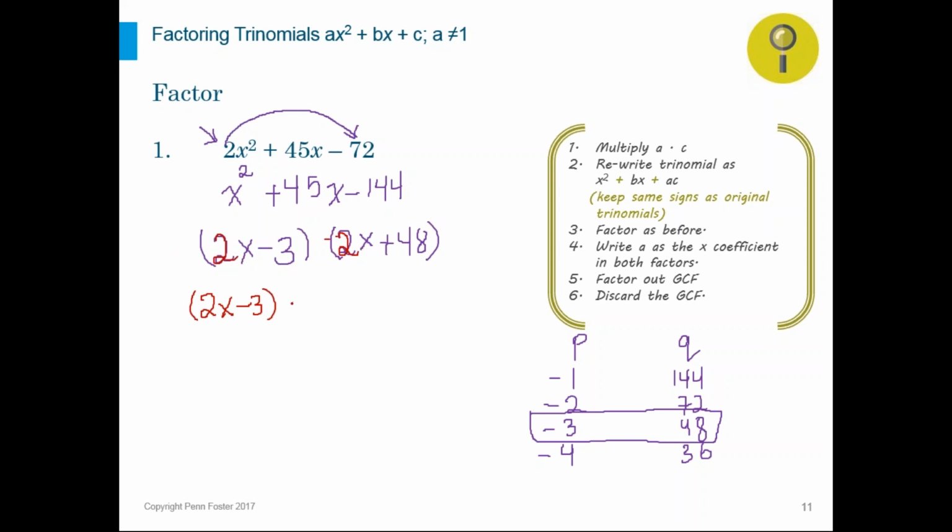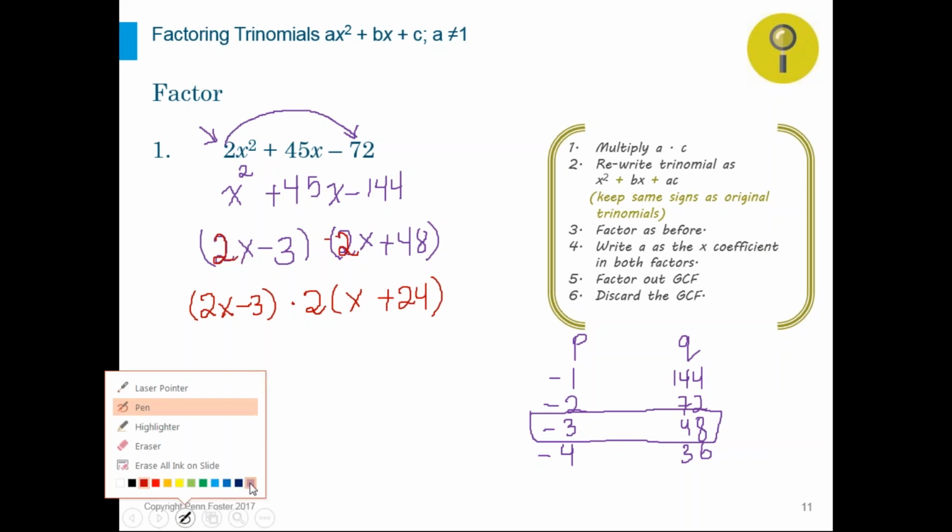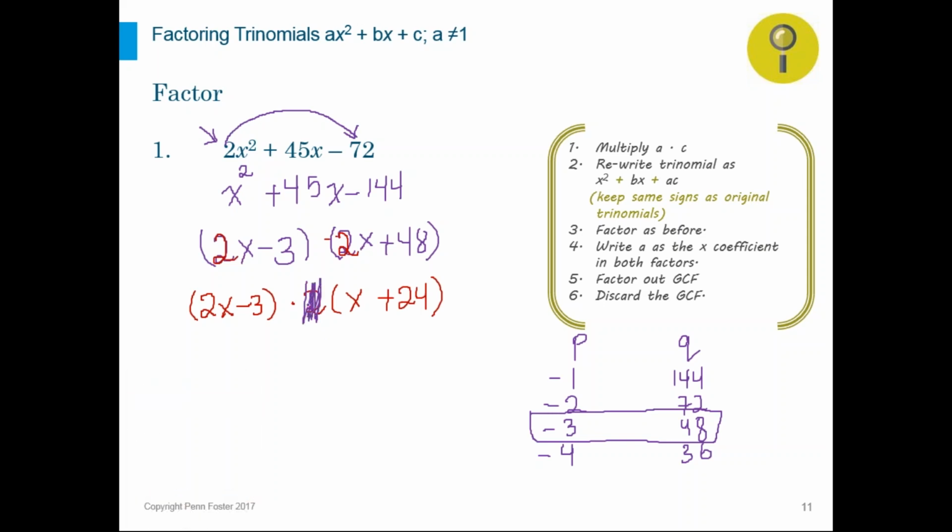But I can factor out 2 out of this binomial. Remember, when you factor out a number, to figure out the rest of the expression, you need to divide. 2x over 2 is x. 48 over 2 will give you 24. Okay? Next, the next step, delete this greatest common factor. I do not need that in my factors. I added the 2 times x and 2 times x, and then I realized that this 2 is extra. It's not needed. So delete the 2.